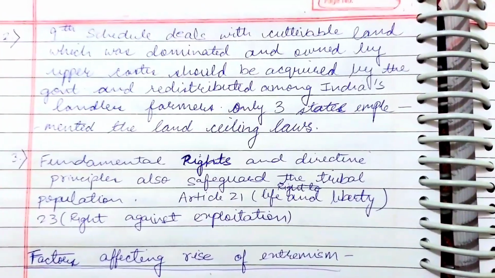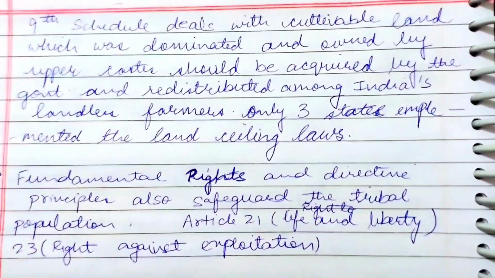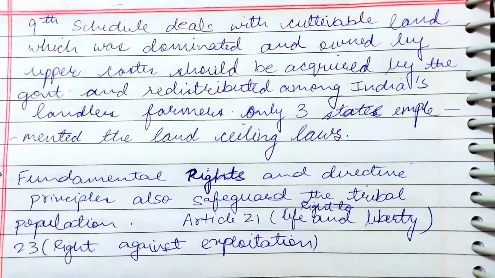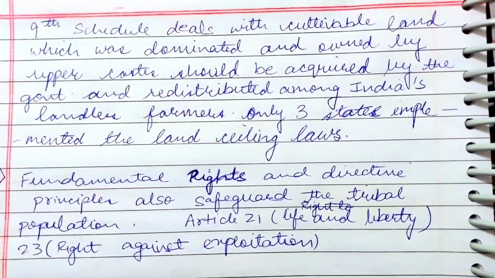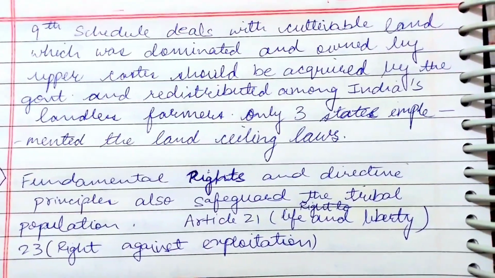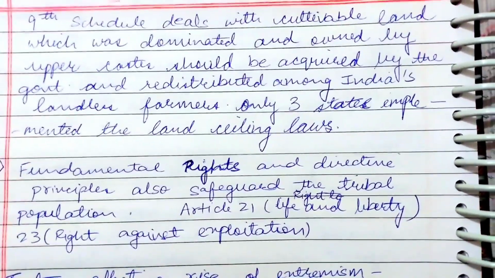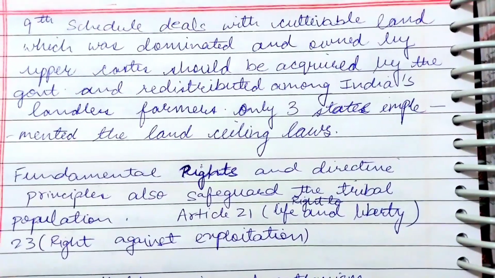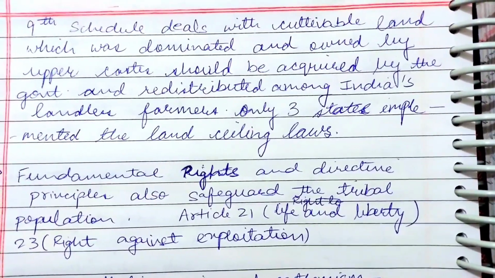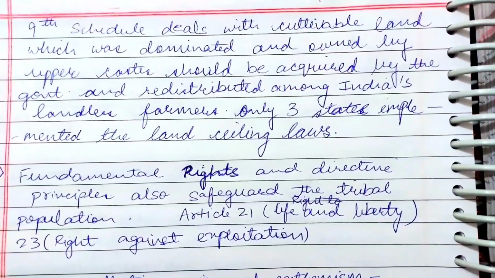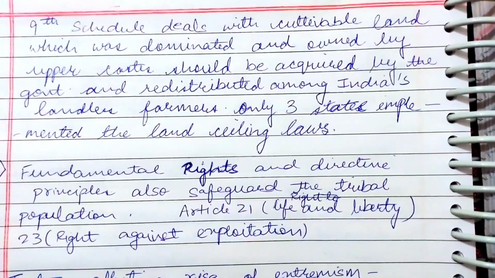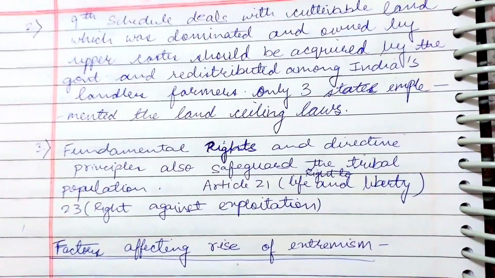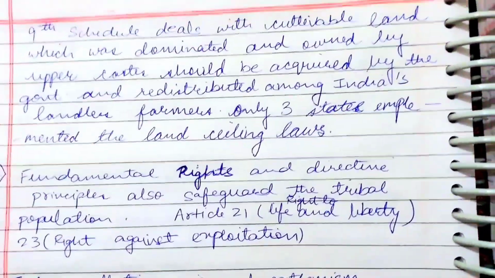The second cause is that the Ninth Schedule of the Constitution deals with cultivable land, which was dominated and owned by the upper castes in India, mainly after independence, in 1947, when the land ceiling laws were implemented. The Ninth Schedule says it should be acquired by the government and redistributed among India's landless farmers. But only three states have implemented the land ceiling laws: Jammu and Kashmir, West Bengal, and Kerala. The other states did not implement the land ceiling laws.